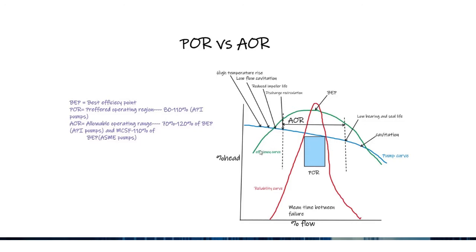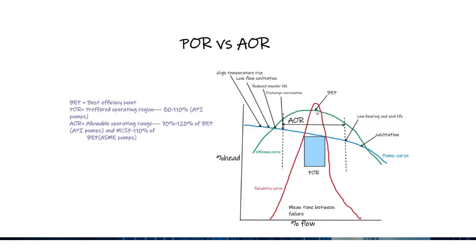Then in this figure we have this green curve as well. This is basically the pump efficiency curve. You can see at the start the efficiency of the pump is low, then with a gradual increase in flow it increases till it reaches its maximum point, and then it drops again with respect to increase in flow.